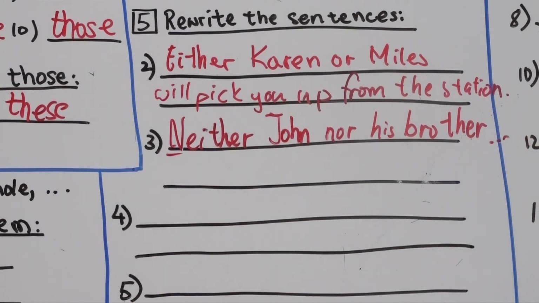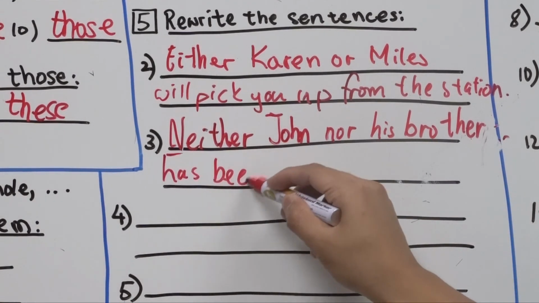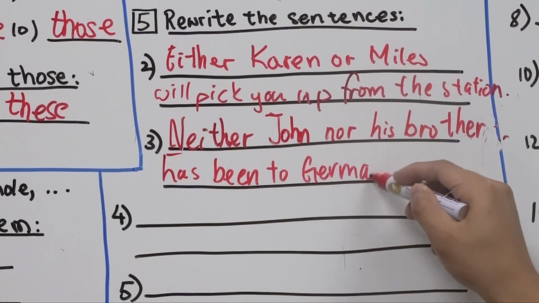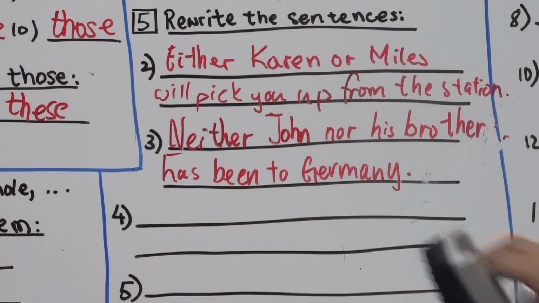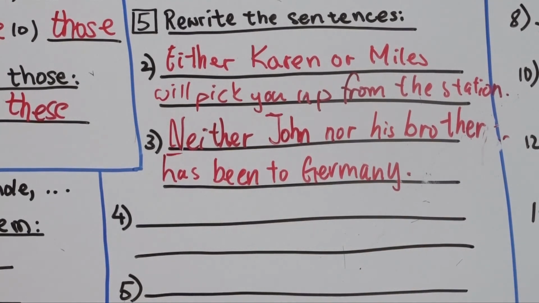So please write that down. Has been to Germany. Oh wait, I have space here. Let me write that down. Neither John nor his brother has been to Germany. Full stop. Alright? Sorry, let me correct that. Oh, that's fine.